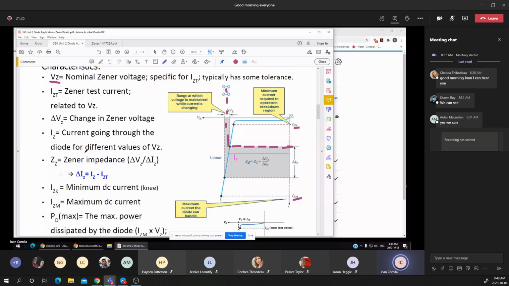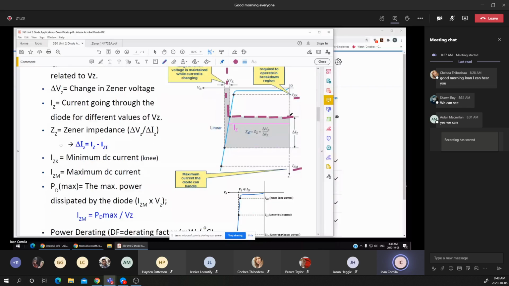Zener impedance. Again, you will talk about the static or dynamic impedance. Now, as the IZT is moving between the two limits, the minimum and the maximum, the impedance of the Zener is changing between the two limits. Again, suppose that the VZ, or the voltage across the diode, is constant, it means that a change in current will change the impedance of the Zener diode.